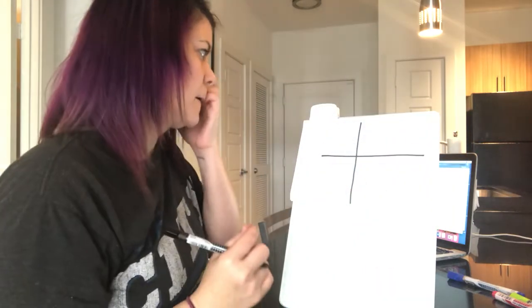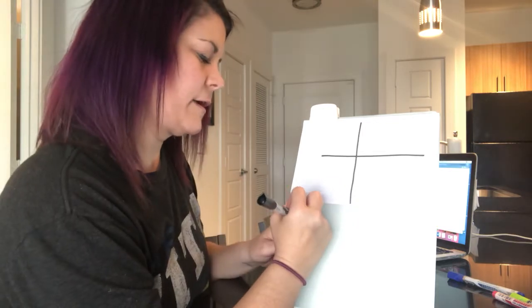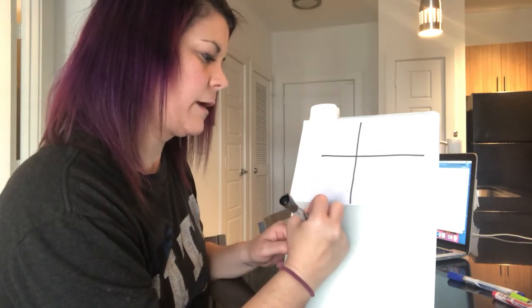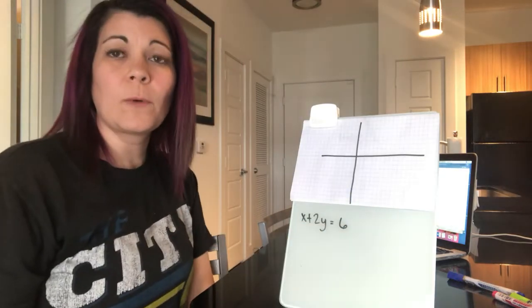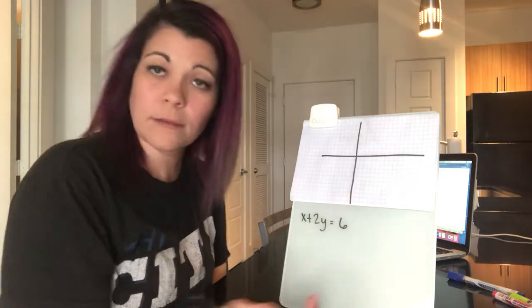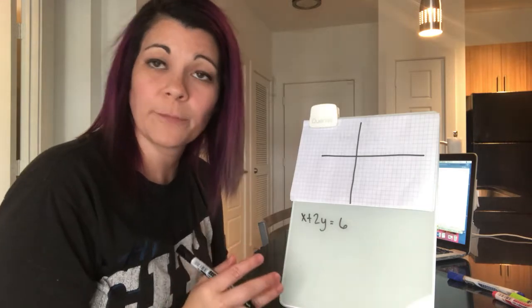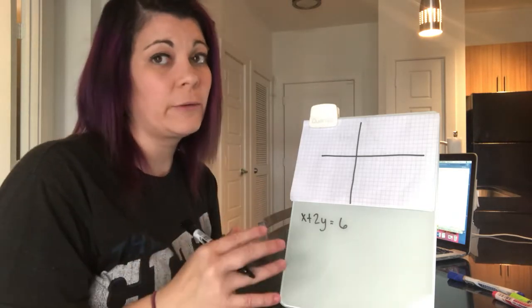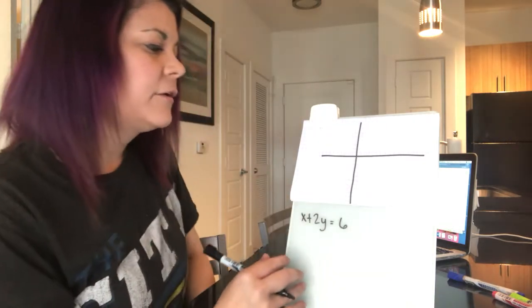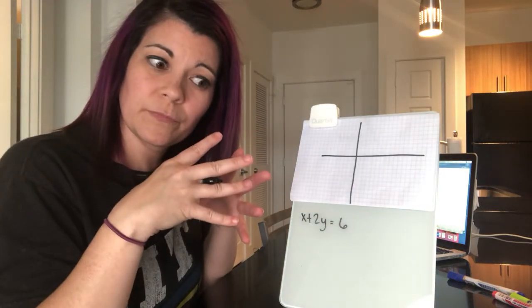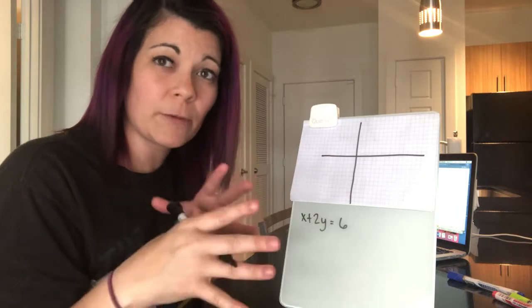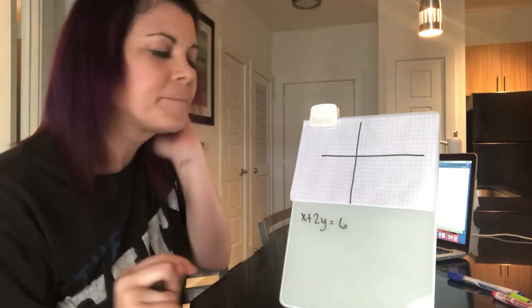Okay, so now let's do this. X plus 2y is equal to 6. Okay, x plus 2y is equal to 6. If you notice, it's not solved for y. It's not in y equals mx plus b form. So the first thing we want to do is solve for y. So again, this is kind of combining solving for variables in an equation. If you need more practice, there's a specific video on that.